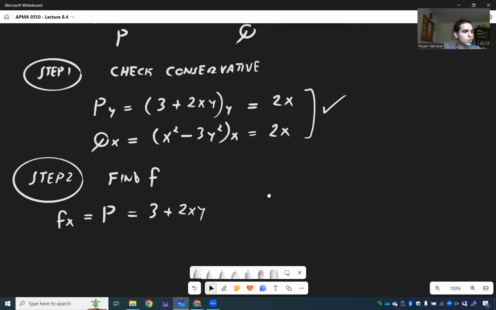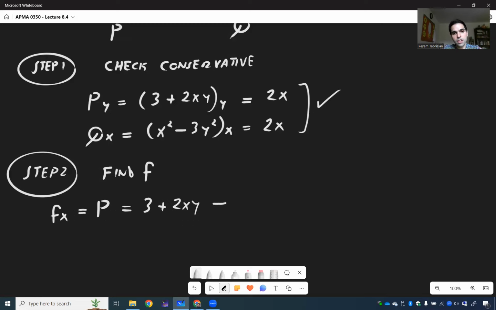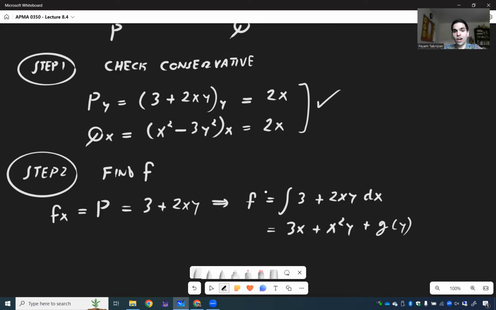And then all you do is integrate with respect to x. So the integral of 3 plus 2xy dx becomes 3x plus x squared y plus a constant with respect to x, so any function of y.